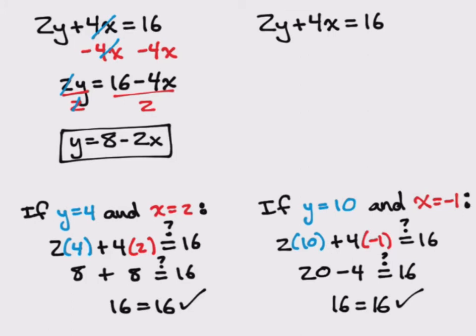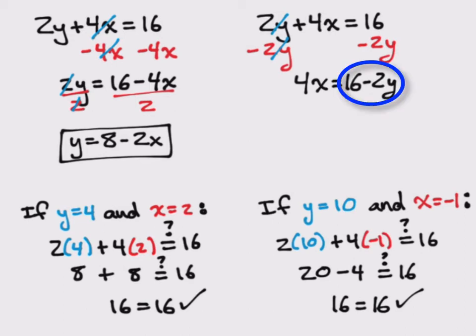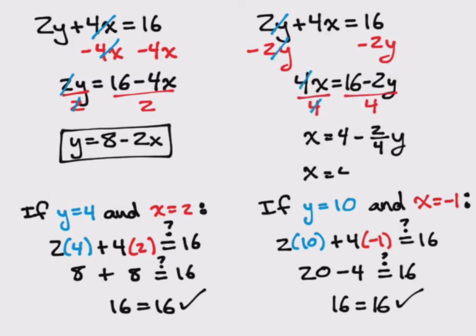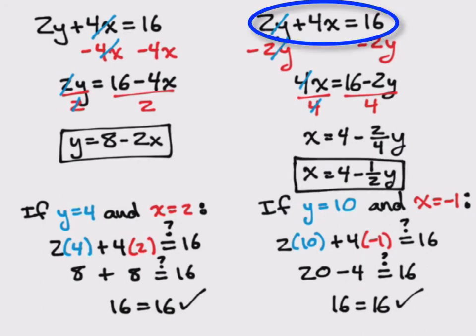Let's try this again, but let's solve it for x. First thing we're going to do, if we're eventually going to try to isolate x, let's first isolate 4x. So let's subtract 2y from both sides. Now, to isolate x, all we have to do is divide both sides of this equation by 4. And remember, on the right-hand side, we have to divide the entire side of the equation by 4. That means both the 16 and the -2y. And so, we've successfully taken this equation and solved it for x as well.